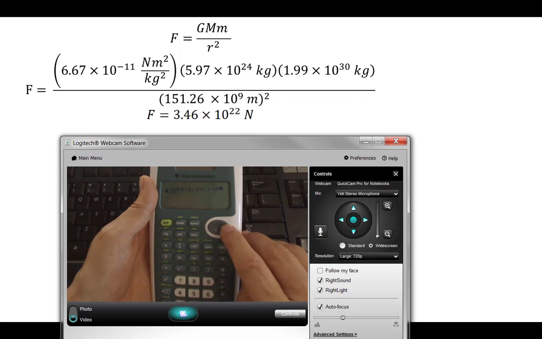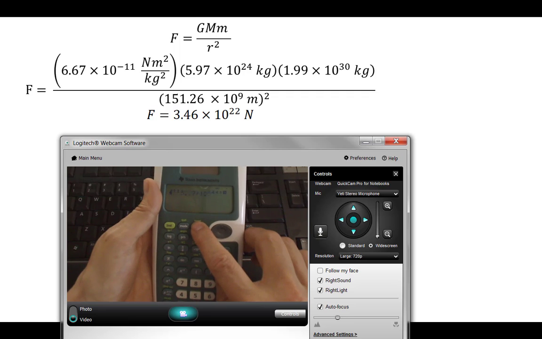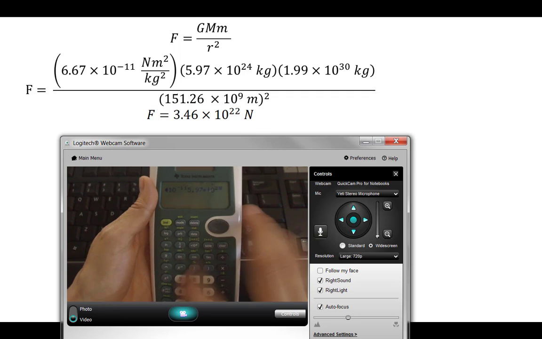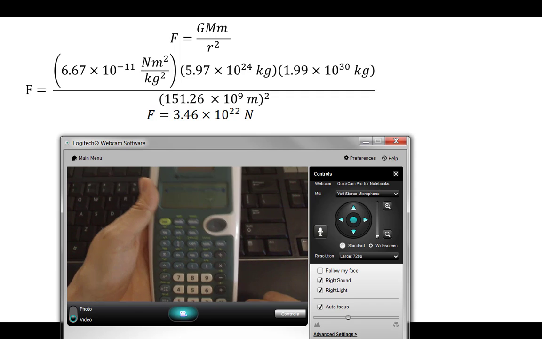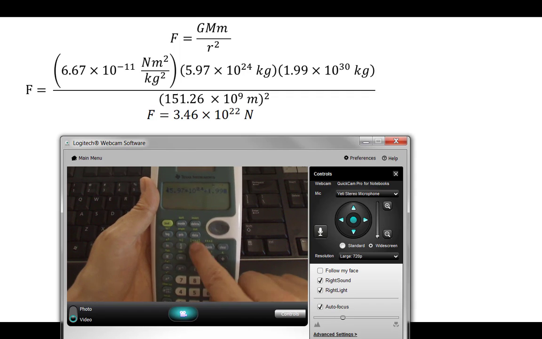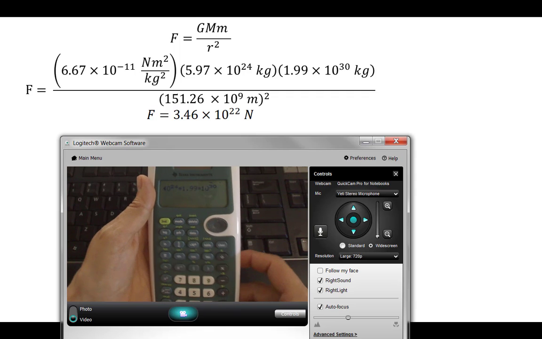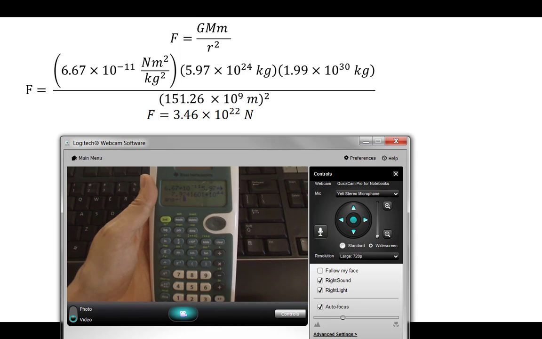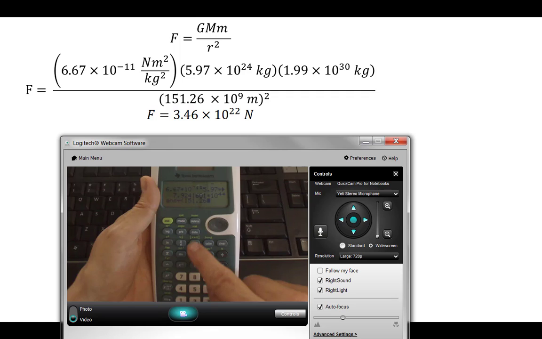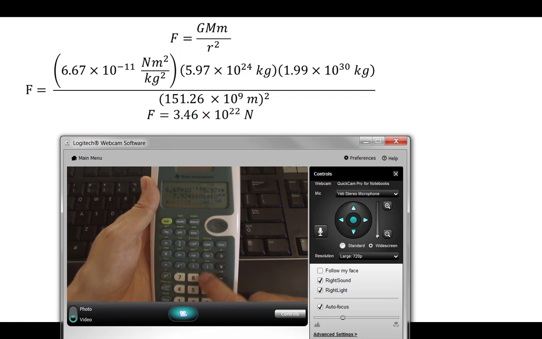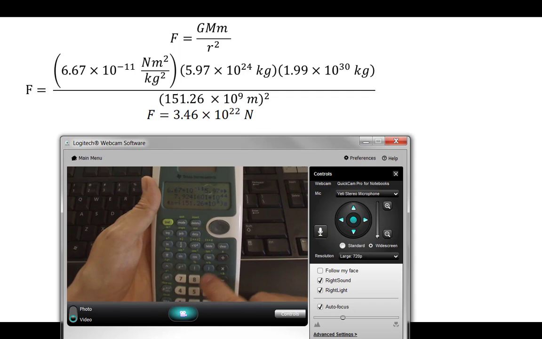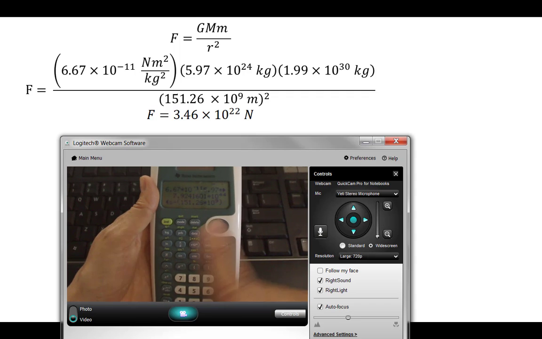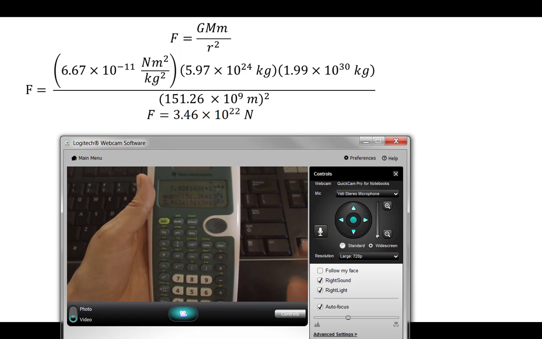Oops, see, I forgot the arrow over button, so now on this one, you also need to put the denominator in parentheses because of how it works. If you don't do parentheses, then it will only square the 10 to the 9th again. Right, so 3.46 times 10 to the 22, which is the number on the PowerPoint slide.